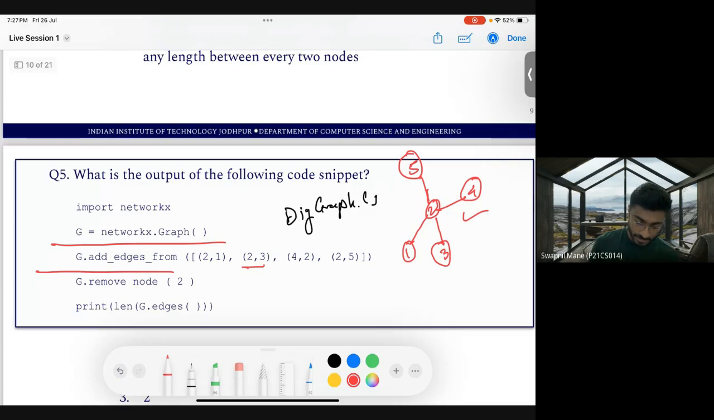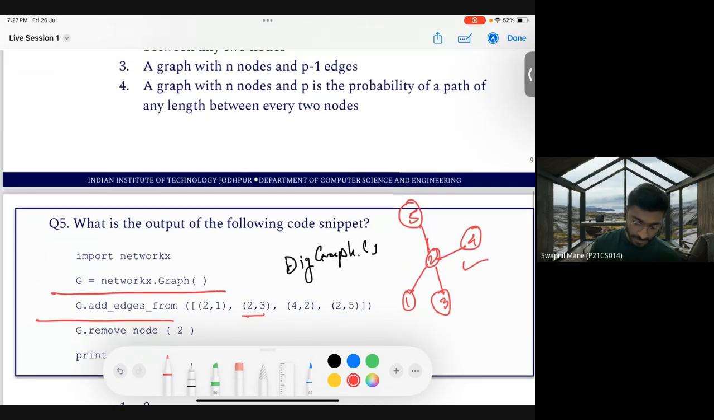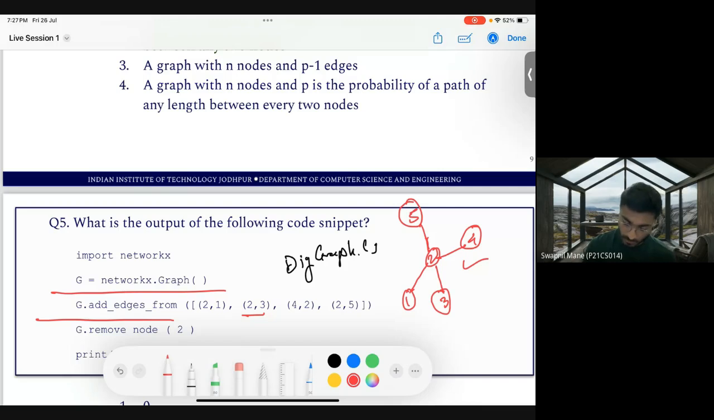After this, the second statement is to remove node 2. So we have removed this node. After removing this node, the associated edges of this node are also dropped, also deleted. So then the overall graph looks like a disconnected graph. You can see that isolated nodes are present in the graph: 1, 3, 4, 5, this way.